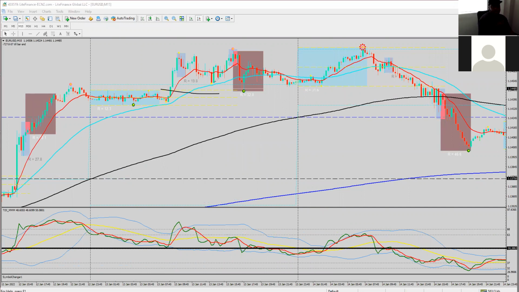Price broke out. We didn't get a retest here. The retest only came during the New York session of the Asian highs here. Entry, stop loss. Price then went into the next day. We don't usually hold trades overnight, so this one would have hit stop loss on the next day.